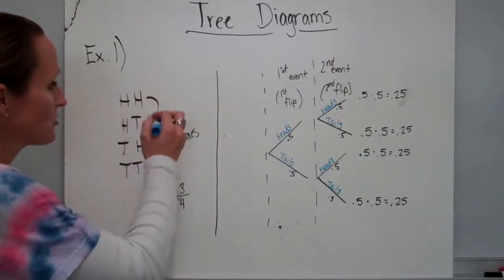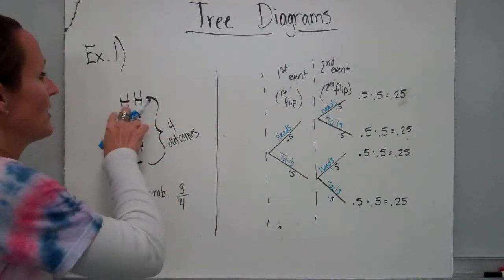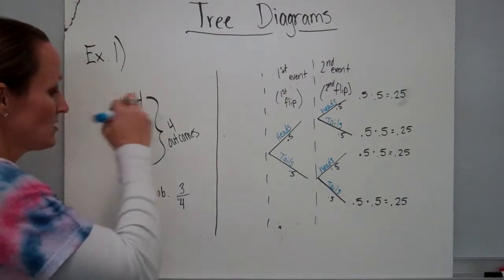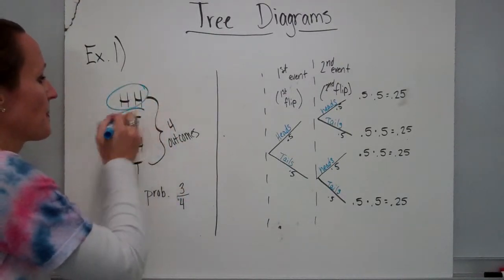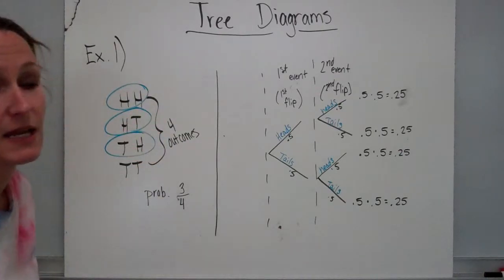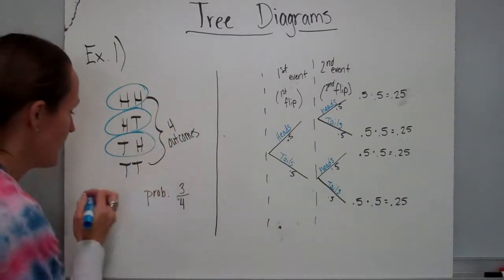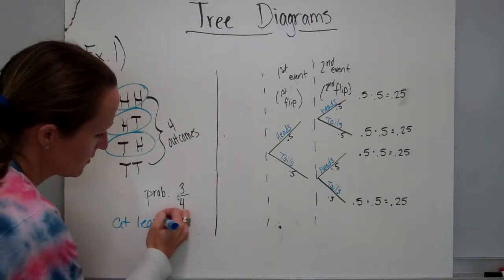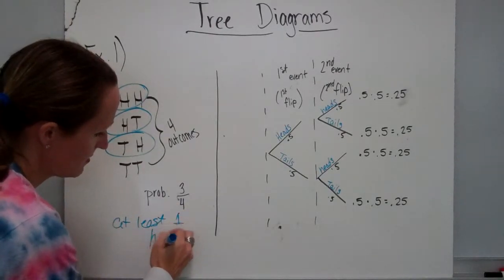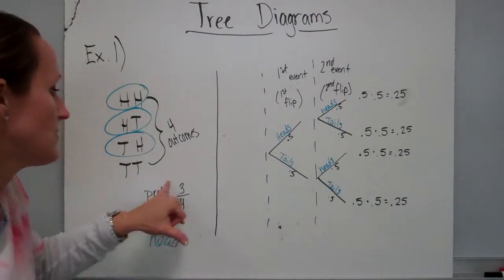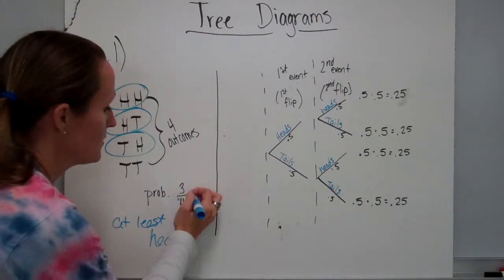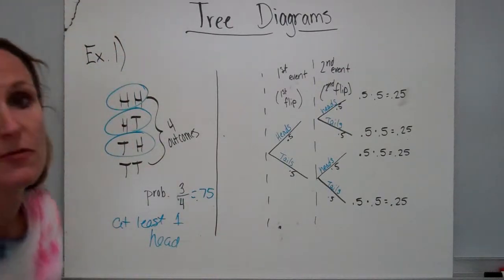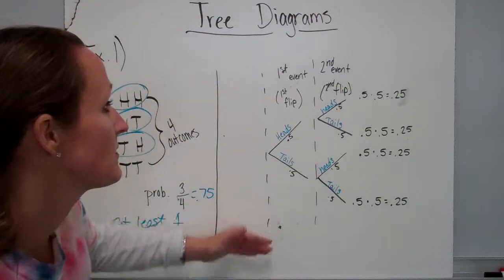So if I look, here are my 4 possible outcomes: heads, heads; heads, tails; tails, heads; and tails, tails. So out of my 4 possible outcomes, 3 of them contain at least 1 head. So if I ask for the probability of at least 1 head, I would say my probability is 3/4, or 0.75.